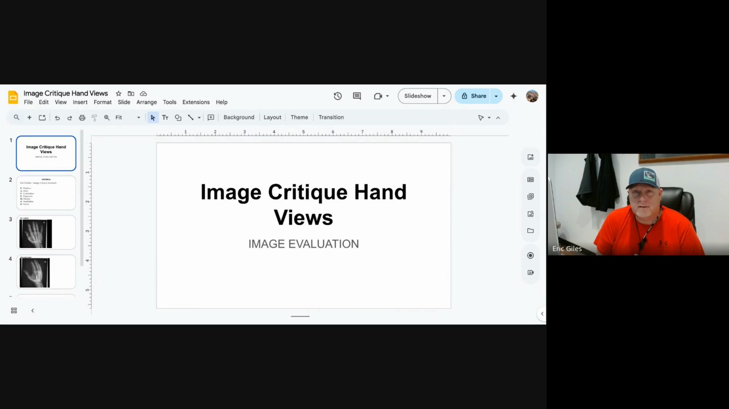I'm excited to do this. I think this is going to be helpful for everyone who does X-ray or wants to learn about X-ray. Knowing what to see on the image is a big part of that. So let's get started. Today we're going to do a hand series, okay? And we're going to critique that hand and see what we need to see and what needs to be done differently, okay? All right, let's get started.